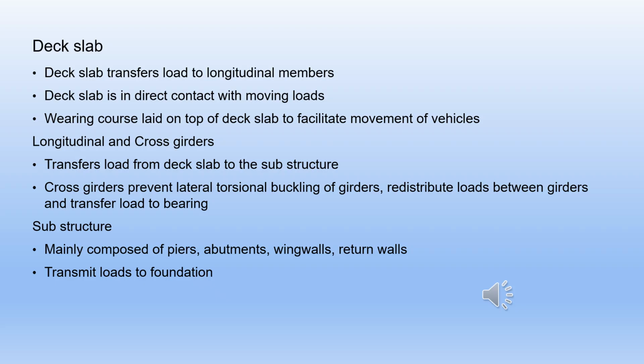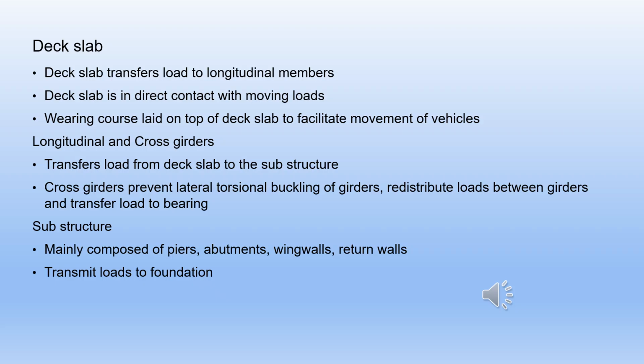Next, let us look into various components in the substructure. The substructure is mainly composed of piers, abutments, and wing walls, or return walls. The substructure transmits the load to the foundation, both vertical loads and horizontal loads. The vertical loads are mainly due to the gravity loads, and the horizontal loads are due to seismic loads, wind loads, braking, traction, etc. It retains the earth in the approaches, as in the case of abutments and wing walls.